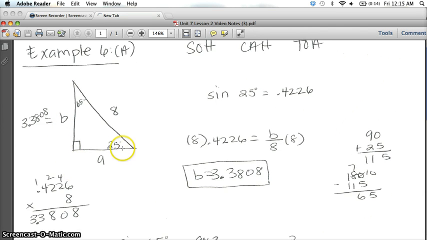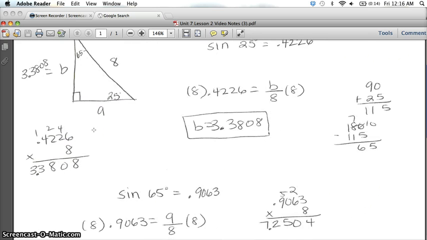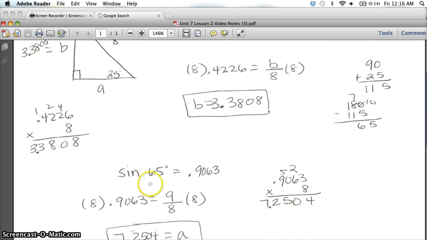And last we need to find, what is side A? Now we know that the third angle is 65 degrees. So let's use that angle. And again, you're going to go A over 8. And for 65 degrees, that's going to be opposite over the hypotenuse. So the sine of 65 degrees is A over 8. So I went ahead and I gave you what the sine of 65 degrees is, and that's 0.9063.